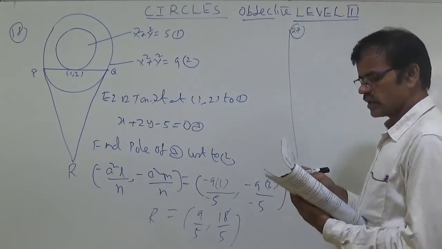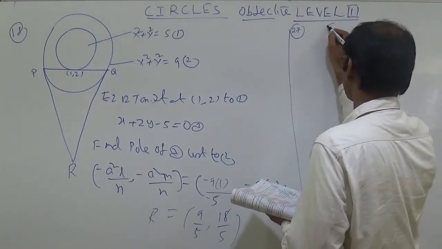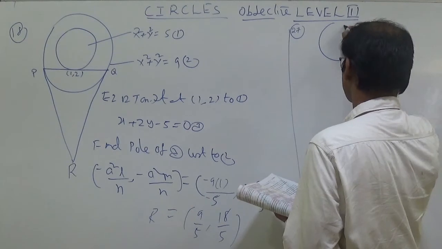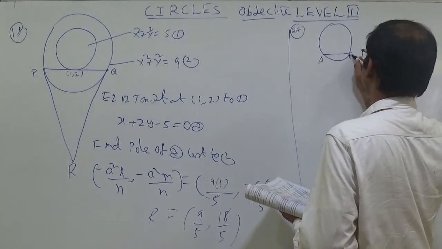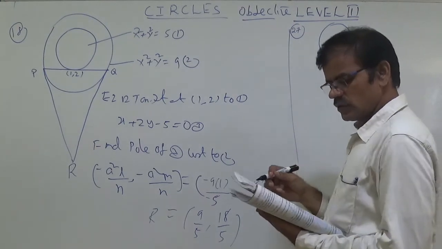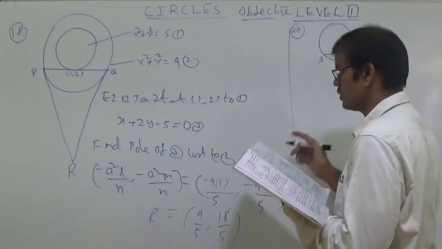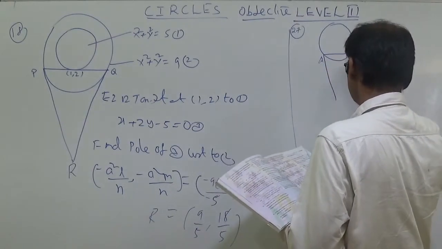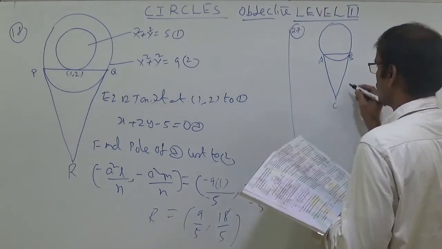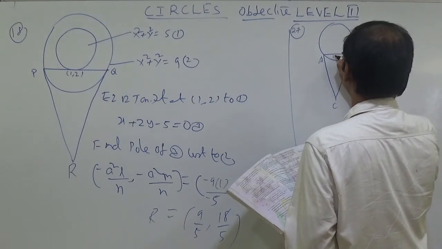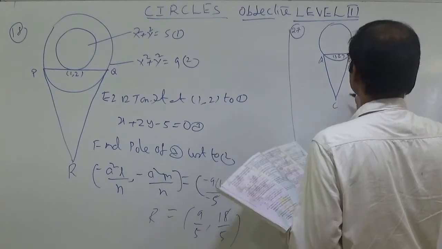AB is a chord of the circle x² + y² = 9. The tangents at A and B intersect at C, like this. This is C. If (1, 2) is the midpoint of AB, put (1, 2) here, then find the area of triangle ABC.